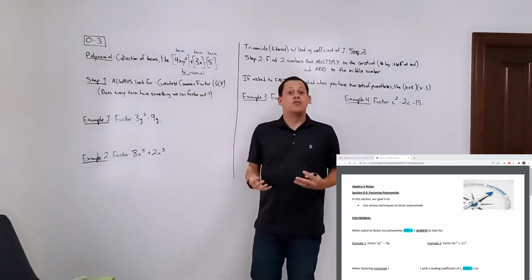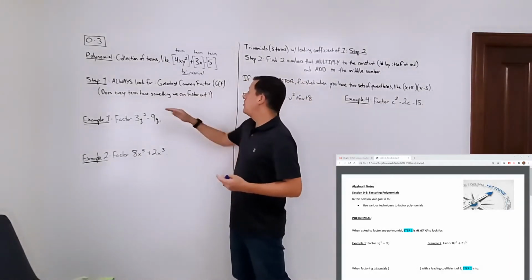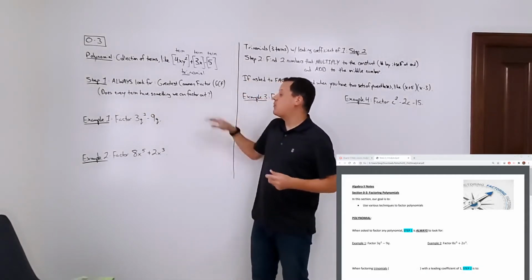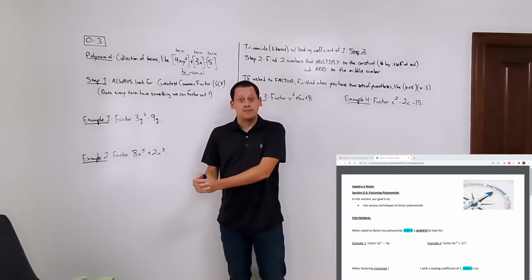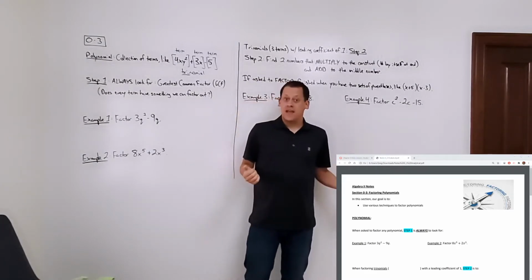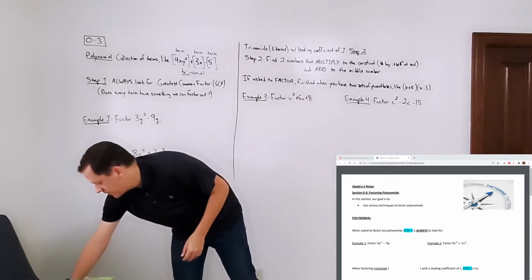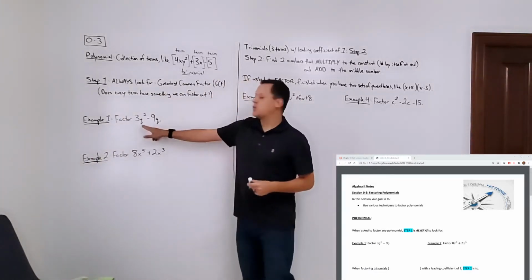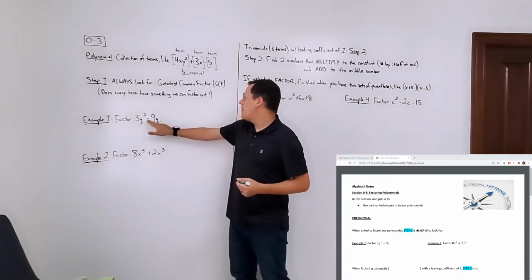So if I say to look for a GCF, what I'm asking you is, for a particular polynomial, does every term have something we can factor out? Is there something we can pull out front that's common to every term? And let's see what I mean here. So for example 1, we're going to get straight into it here. We need to factor 3q squared minus 9q.